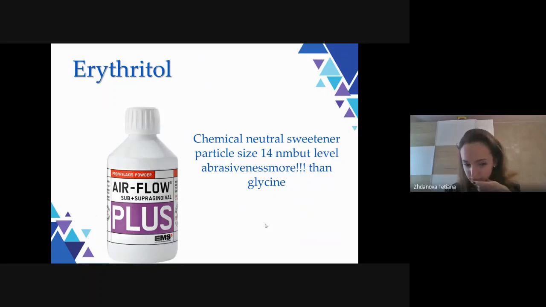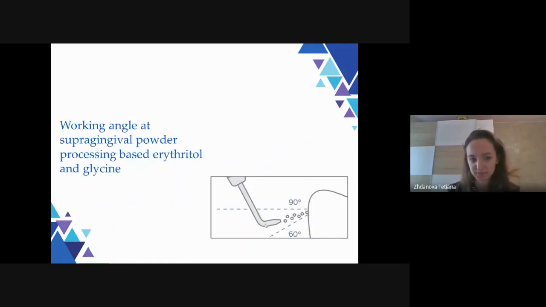Erythritol. Look please at this slide. It is a chemically neutral sweetener, and particle size 14. Its level of abrasiveness is more than glycine. And the working angle for subgingival powder processing, paste and glycine. So look please.